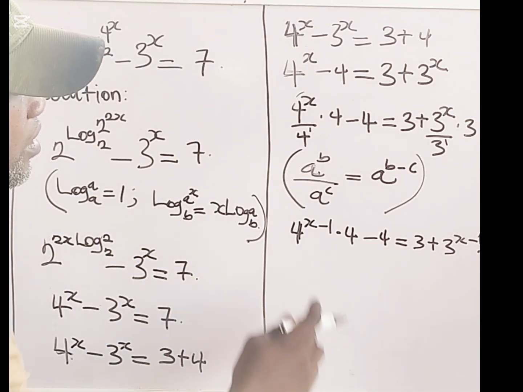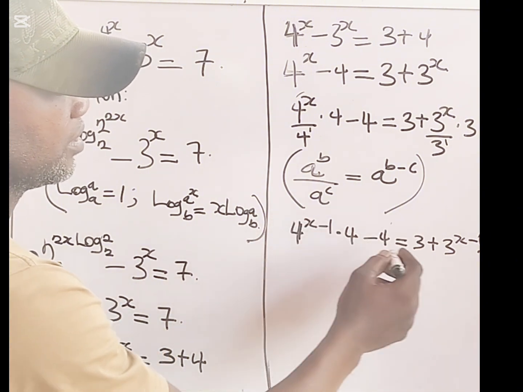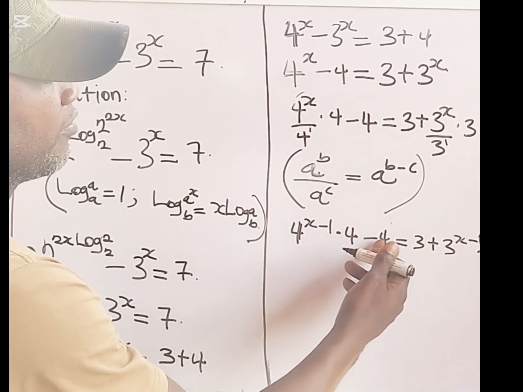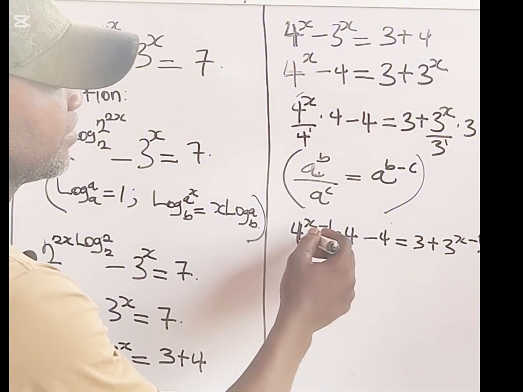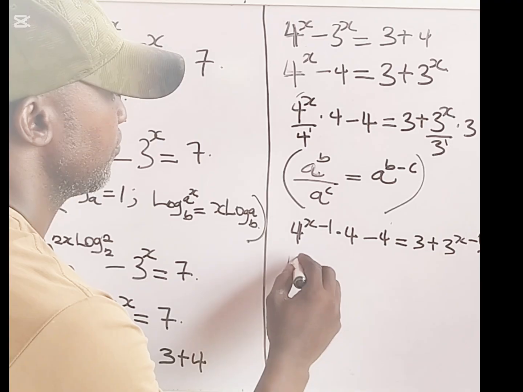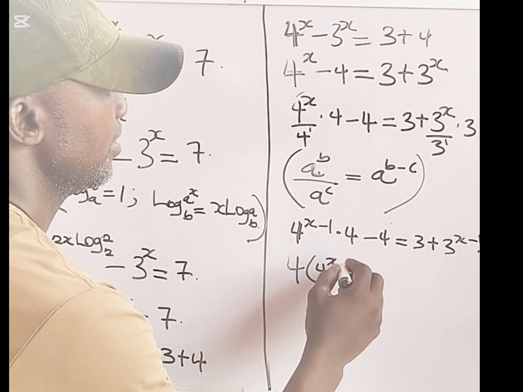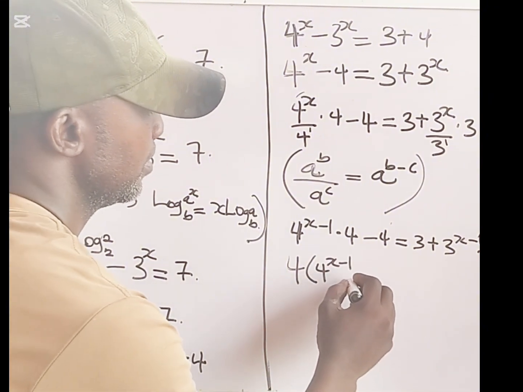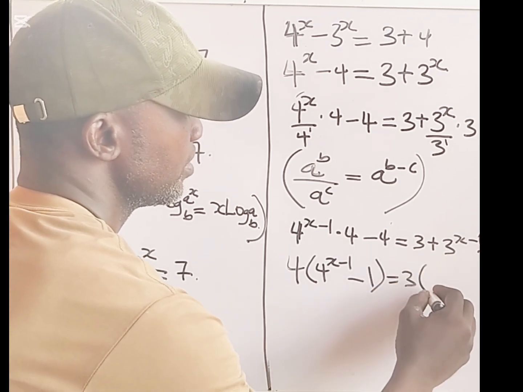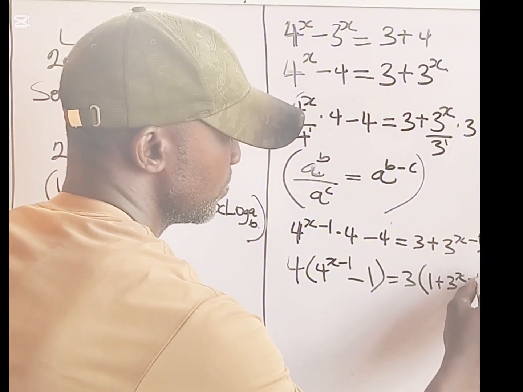Okay? When we get to this point, these two terms in this part of the equation have something in common. They have 4 in common. So I can factorize 4 out of this part of the equation. I will have 4 out of the 4, open a bracket, 4 raised to the power of x minus 1, then minus 1, close the bracket, is equal to 3, 1 plus 3 raised to the power of x minus 1.